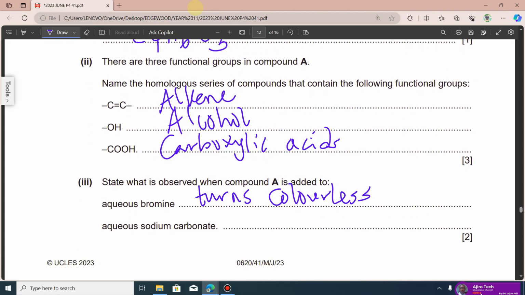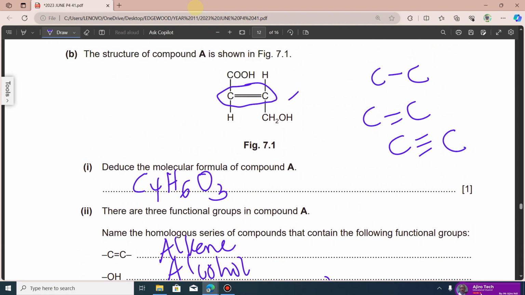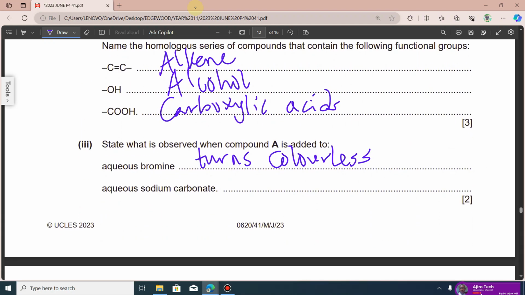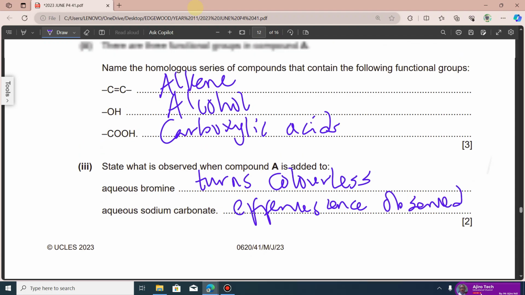So when you add aqueous sodium carbonate to this, of course, effervescence or fizzy sound will be expected. So effervescence will be observed to show you that a gas is given off.